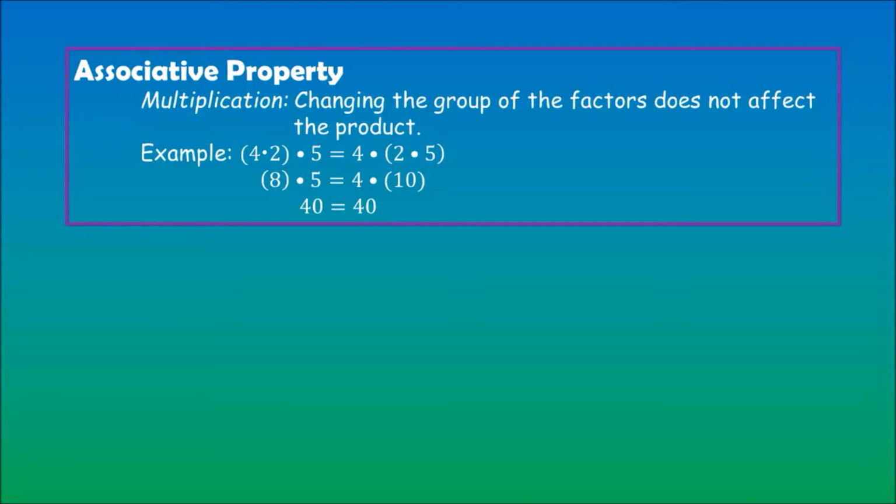Associative property of multiplication states that changing the grouping of the factors does not affect the product. Example, we have the quantity of 4 times 2, multiplied by 5, equals 4 multiplied by the product of 2 times 5. So 4 times 2 is equal to 8, multiplied by 5, equals 4 multiplied by the product of 2 times 5, which is 10. So both sides have the same product, which is equal to 40.